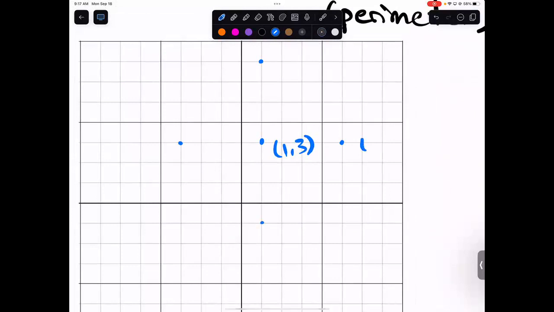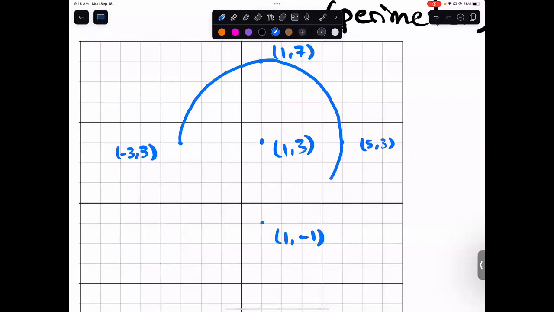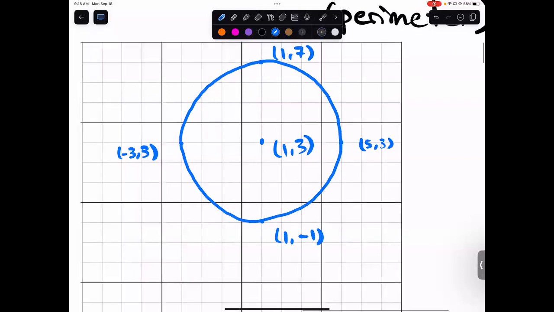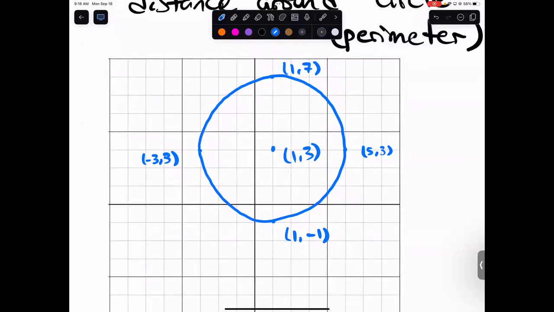Okay, so this would be what, (5, 3), (-3, 3), (1, 7), (1, -1). And then we just try to make our circle look kind of circly. That's not bad. Usually I end up drawing a thing that looks like a potato or something, but that's an okay circle.